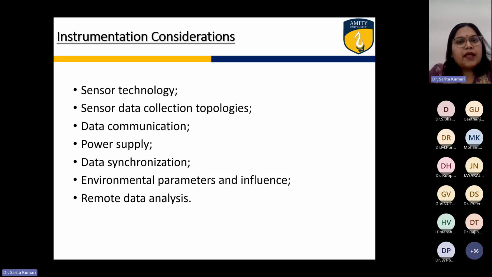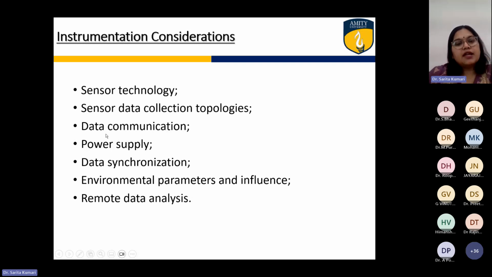Now there are different criteria for selecting or designing a sensor. That is, what kind of technology we are going to use, whether it is resistive or inductive, or if we are talking about nanotechnology or any other sensor technology. Then, how the sensor data will be collected. That sensor data collection topology is very important, like how we are going to utilize the data collected by the sensors.